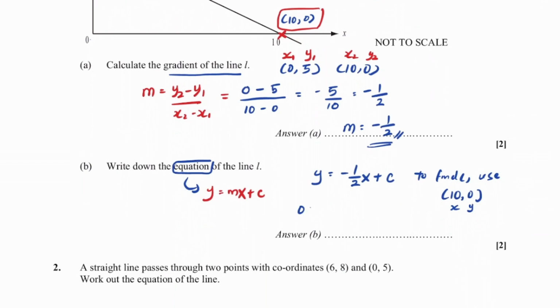It doesn't matter, just substitute x and y. y is equal to 0, x is equal to 10. So therefore your c is equal to, this one is negative 5, so it will become 5. y = -1/2 x + 5. This is your final answer, which is the equation of the line.